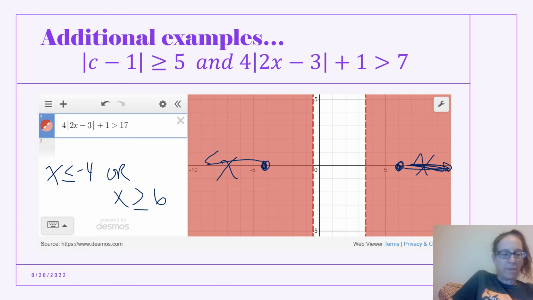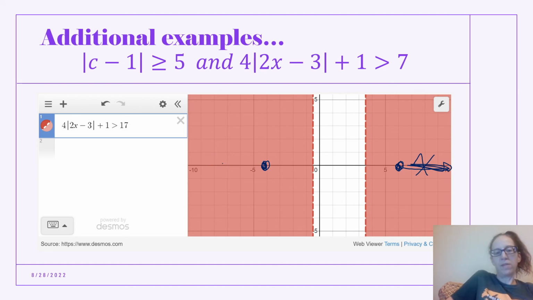All right, let me erase this because I don't want that all over my slide. There's like a little, there we go. And then I have to turn all this off. And let's do the other one.